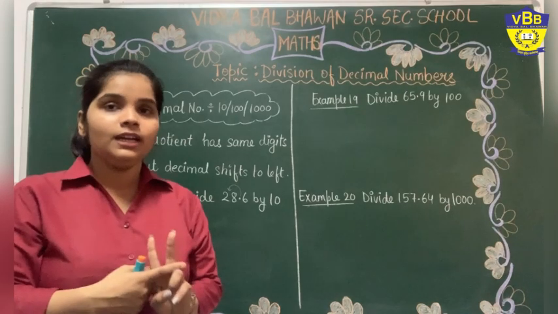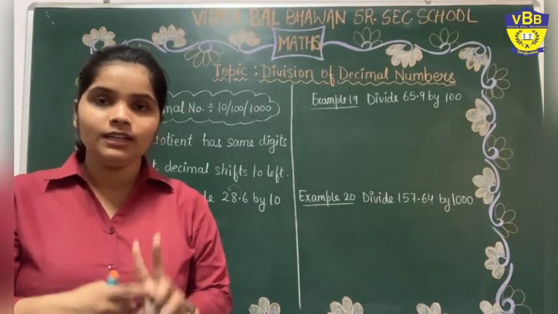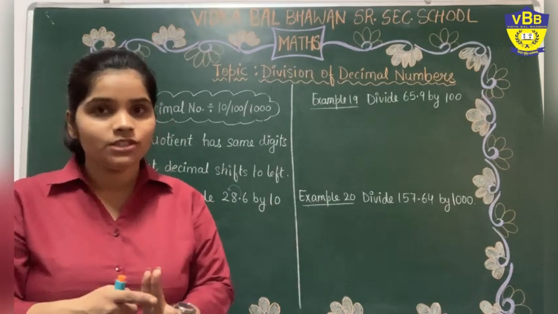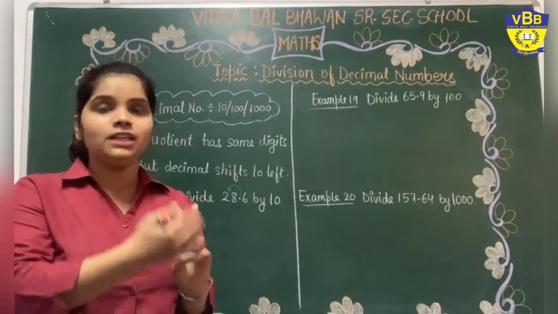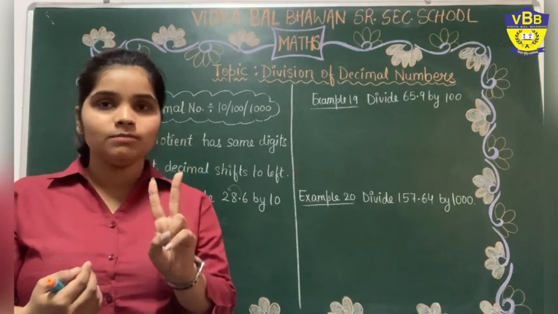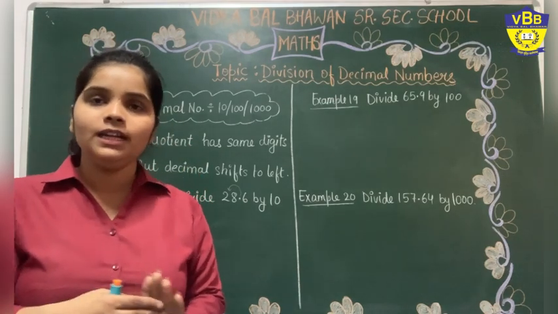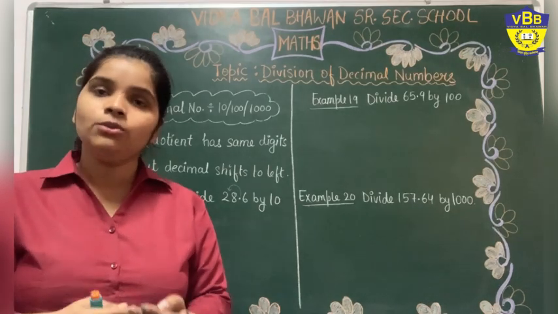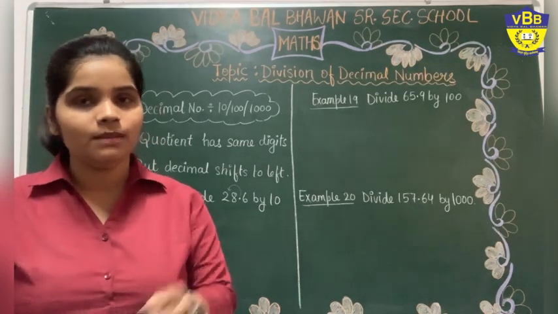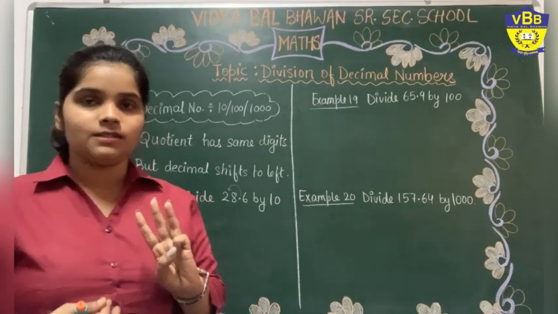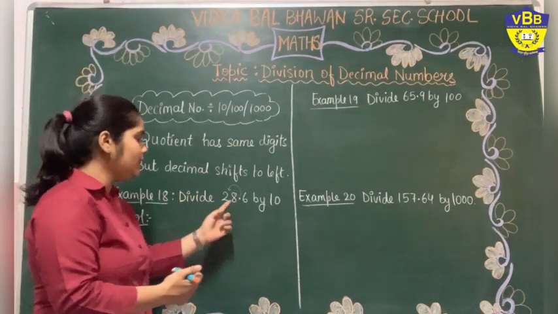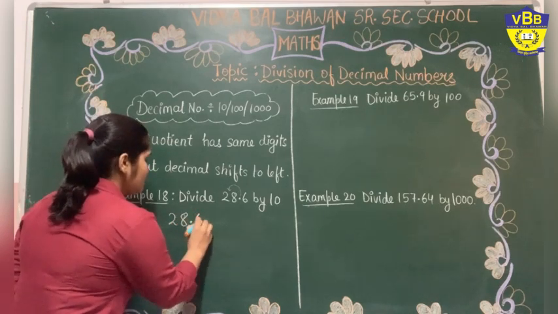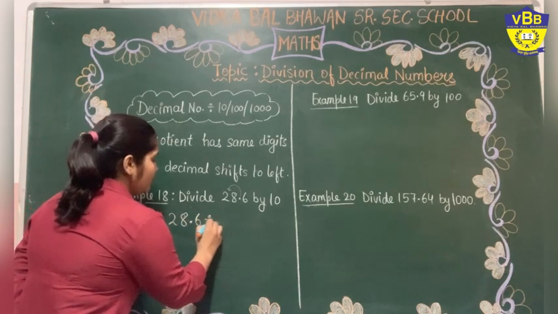If you are dividing a decimal number by 100, it has 2 zeros. The quotient will have the same digits, but the decimal will shift to the left side by 2 decimal places. If you are dividing a number by 1000, 1000 has 3 zeros, so the decimal will shift to the left side by 3 decimal places. So here it is 28.6. You are dividing 28.6 by 10.